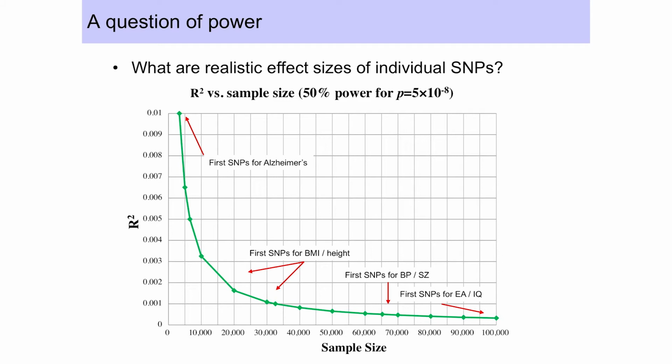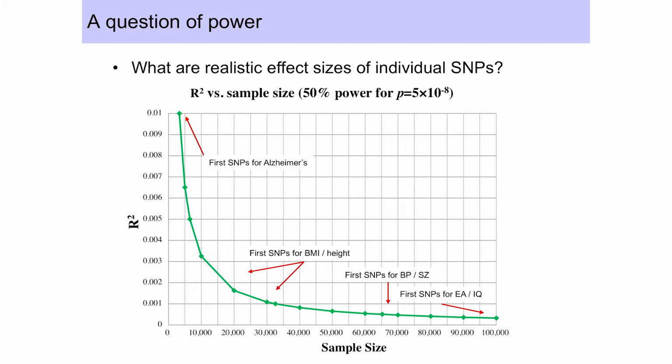So if you look at Alzheimer's disease, well, we're actually up there, we're fine, right? So ApoE has a pretty strong effect, and people were able to identify it in a sample of just a few thousand individuals. Things look very different for things that we're interested in as social scientists.